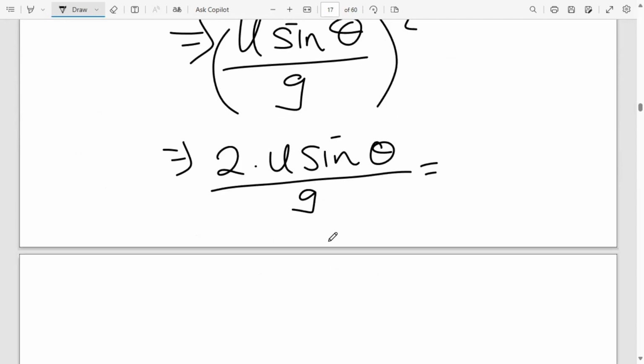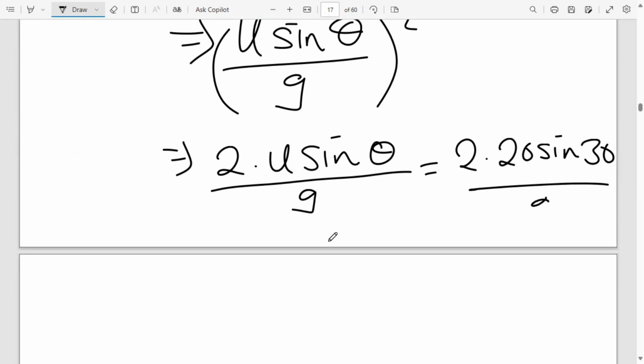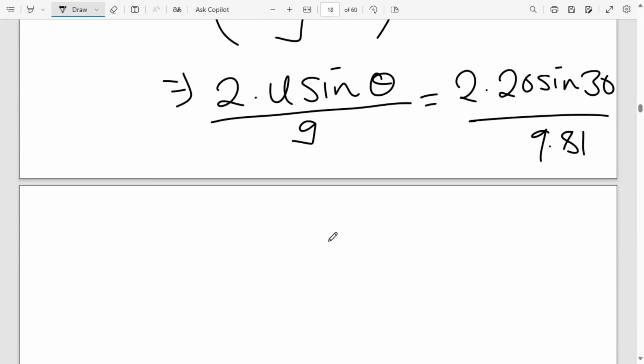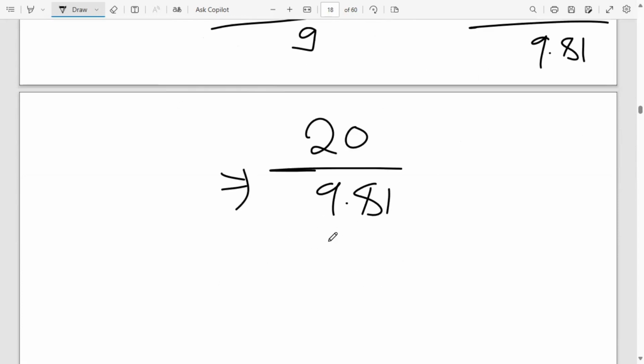So which means this is going to give us 2 multiplied by, what is the initial velocity? The initial velocity is 20 sine 30 over 9.81. Okay, so we found to say 20 sine 30 is 10, which means 2 times 10 is going to give us 20. So 20 over 9.81. This is going to give us how much?